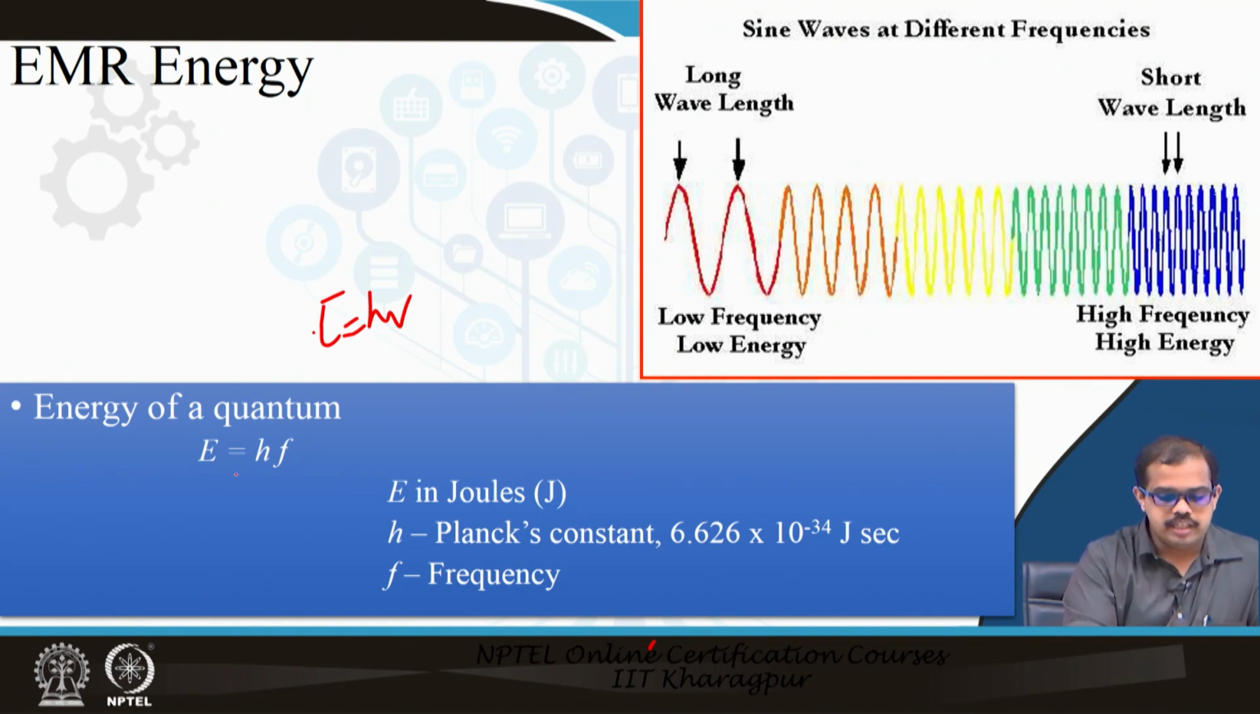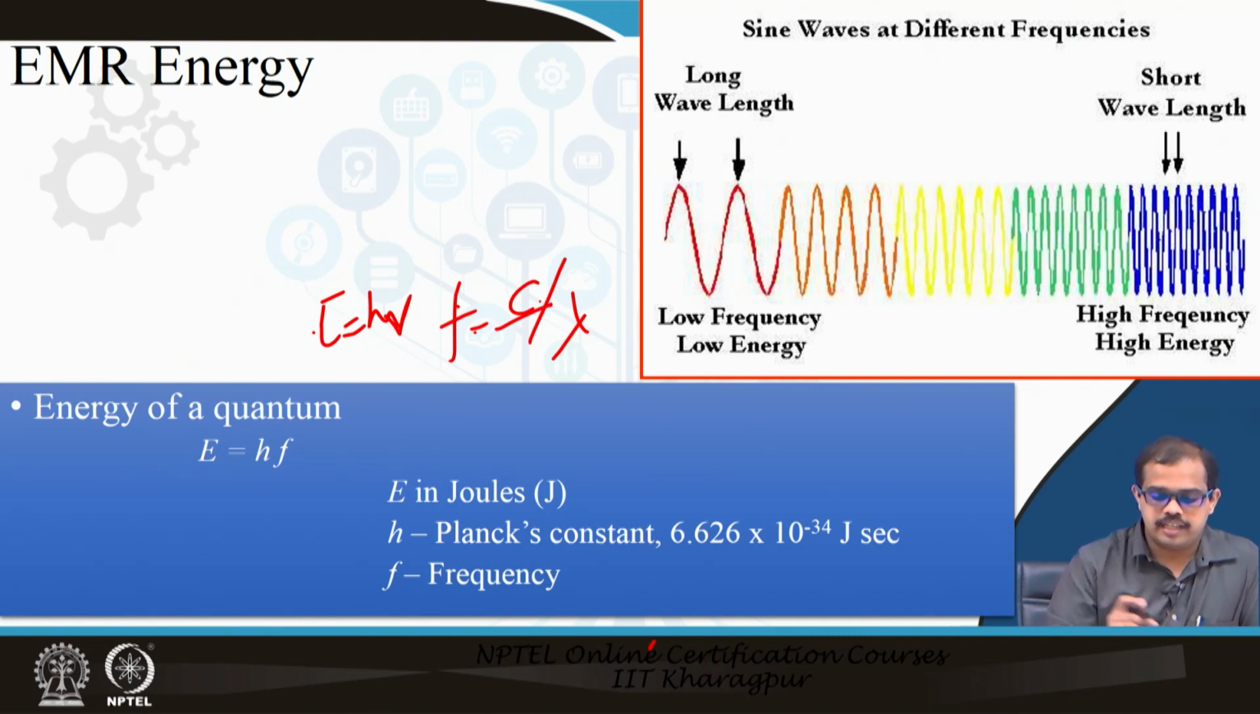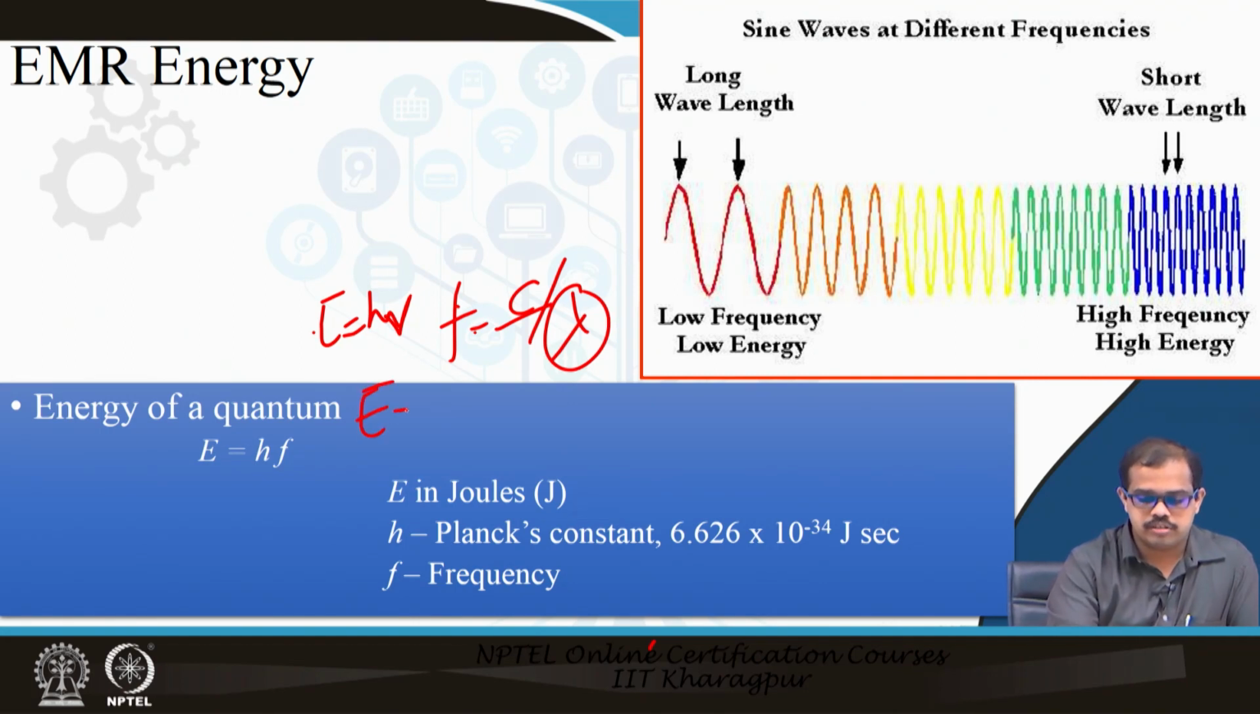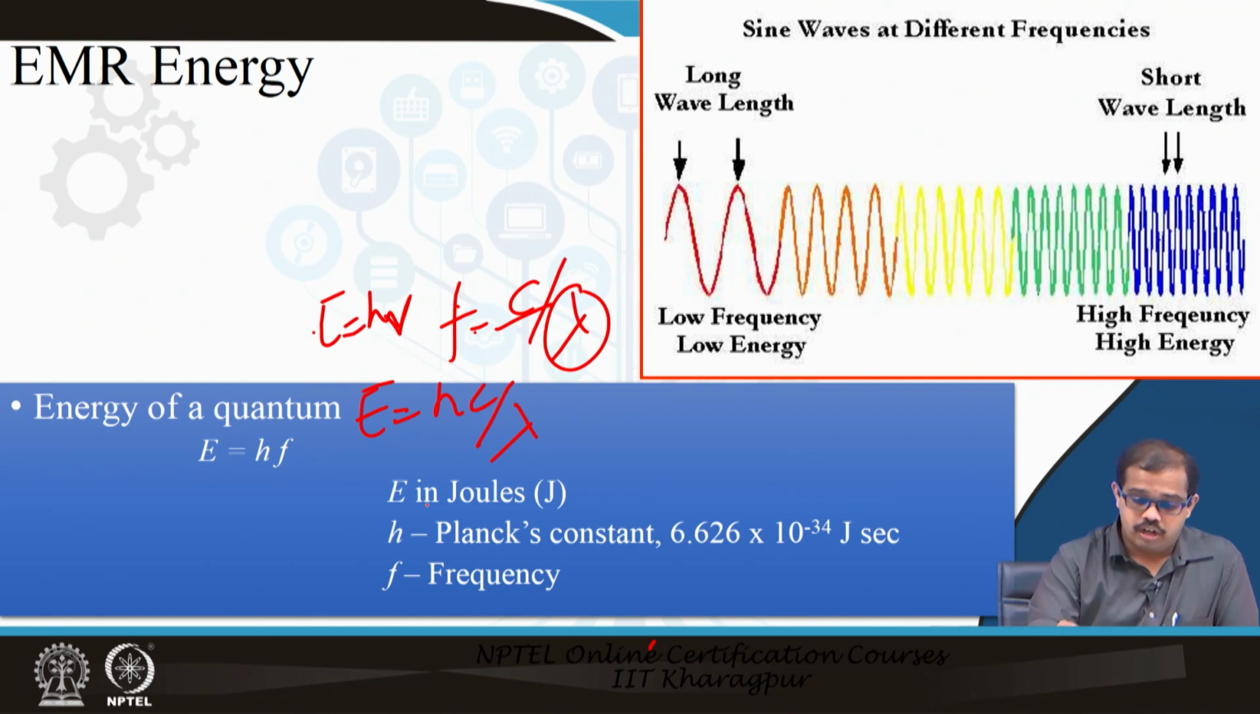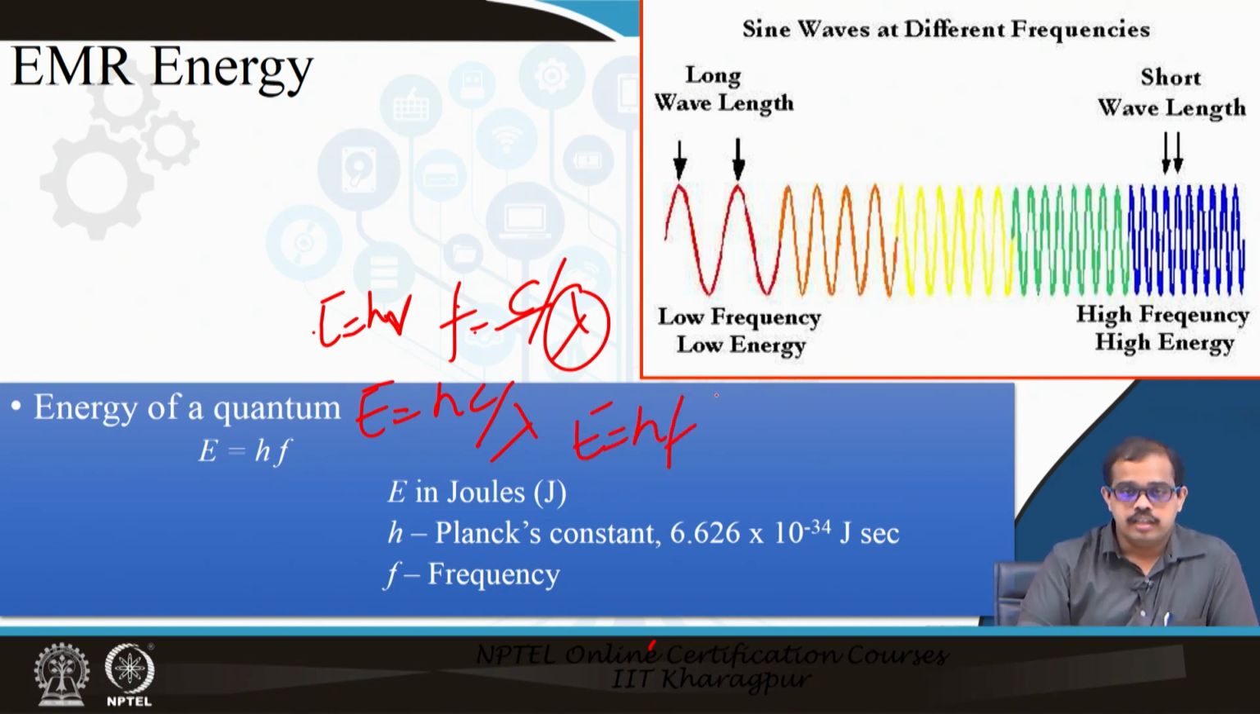When this particular aspect is considered, frequency is c by lambda, where c is the constant, the speed of light, and lambda is the wavelength. Which means that E is equal to h c by lambda, or E is equal to h f. So, now energy is directly proportional to the frequency.